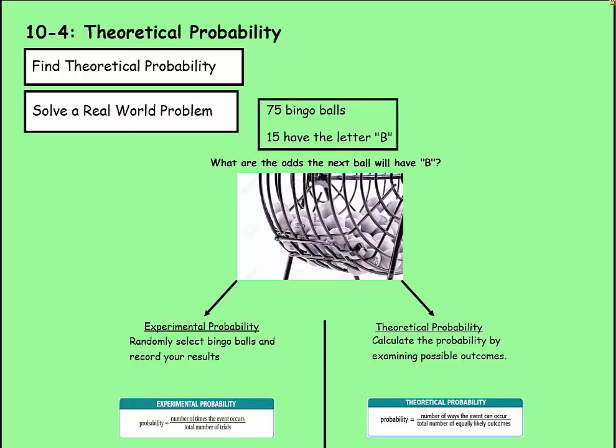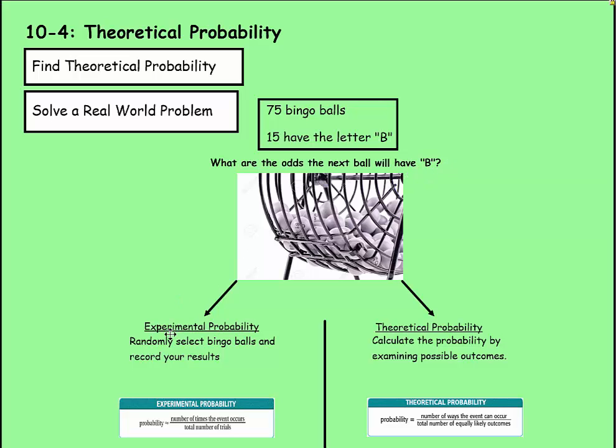We're on lesson 4 of chapter 10, which is theoretical probability. First, we're going to find theoretical probability, then we'll solve a real-world problem. Let's say you're out one night running the bingo game, and there are 75 bingo balls total, and 15 have the letter B, and you ask yourself, what are the odds that the next ball will have a B?